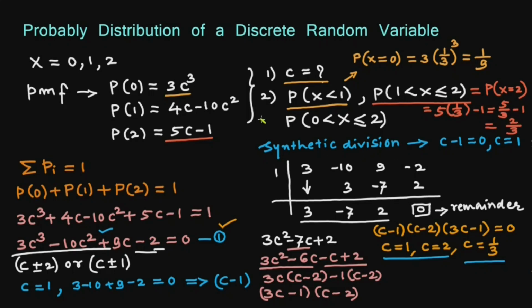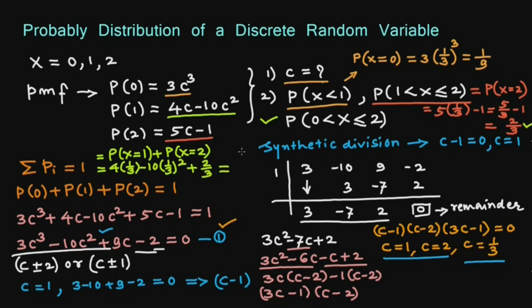And finally this p of 0 less than x less than or equal to 2 will be p of x equals 1 plus p of x equals 2, which is this 4c minus 10c square after putting c equals 1 by 3, square, plus p of x equals 2. We have just found out 2 by 3. This calculation works out to be 8 by 9.